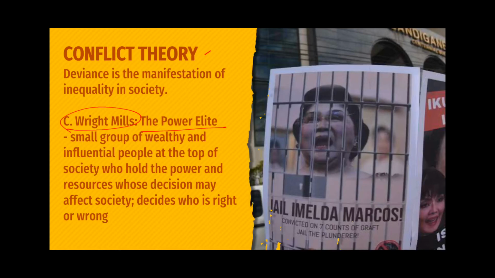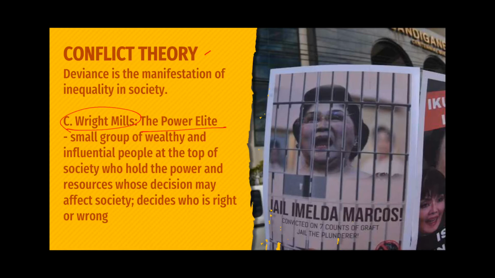C. Wright Mills argued that a small group of wealthy and influential people at the top of society hold the power and resources, whose decisions may affect society. These are the power elite. And these are the people who define what is deviant, what is criminal in a society, and how these deviant things must be sanctioned. And they decide what is right or wrong, who is right or wrong.